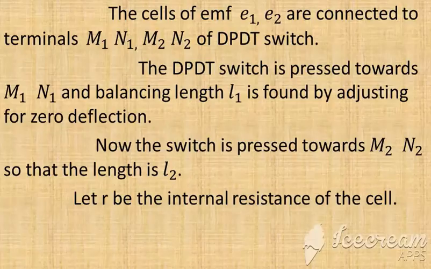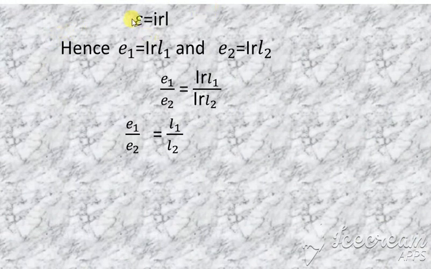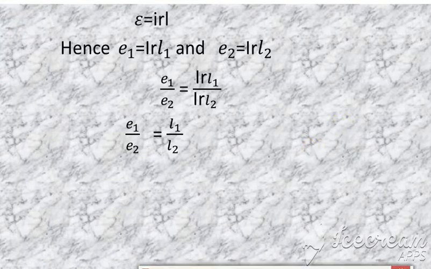We know the condition E is equal to IRL. Writing for E1 and E2, E1 is IRL1 and E2 is IRL2. When you divide E1 by E2, IR gets cancelled and you get just L1 by L2. This is the comparison of EMF using the potentiometer. This value can be used for all the problems and also for your practicals. So the condition is E1 by E2 is equal to L1 by L2.